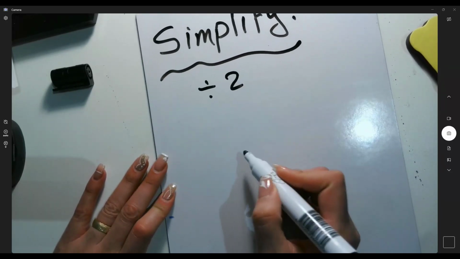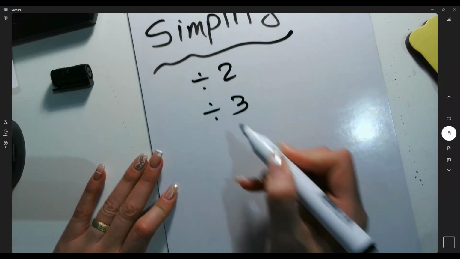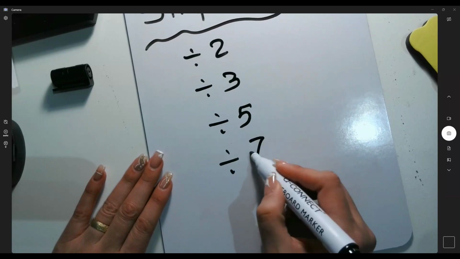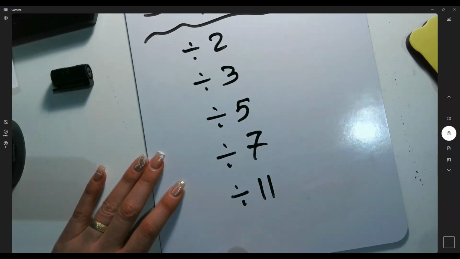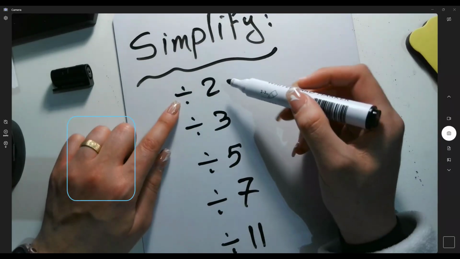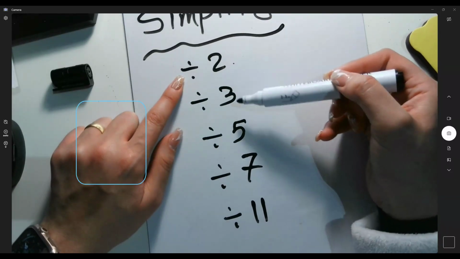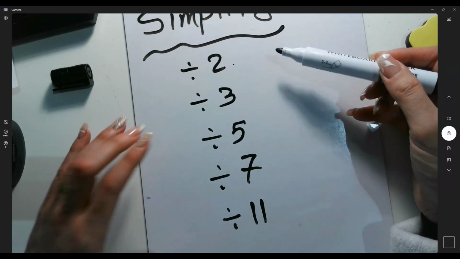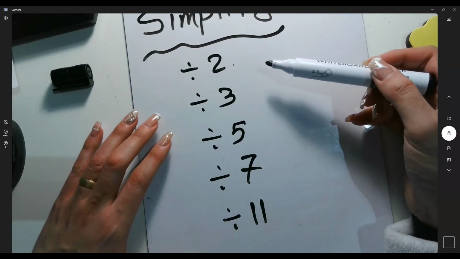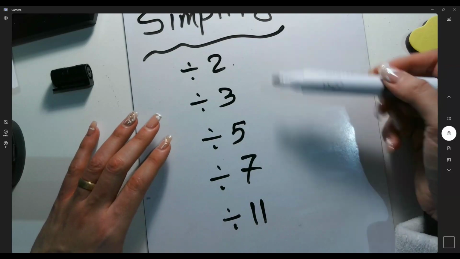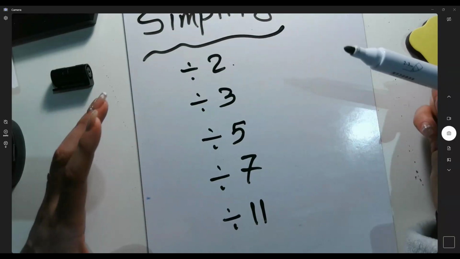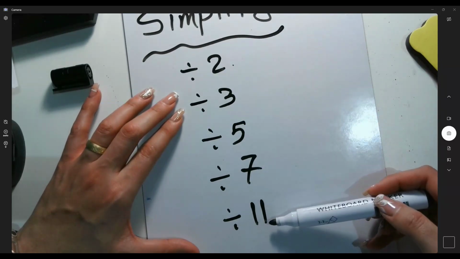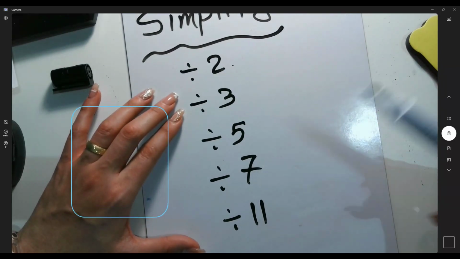Divide by 2, divide by 3, divide by 5, divide by 7, or the crazy 11. Why am I starting with 2? To start with, these numbers 2, 3, 5, 7, 11 are the first prime numbers, and there will be another video after that reminding you about the prime numbers and the types of numbers in general. But these are the first 5 prime numbers that we need to be aware of.